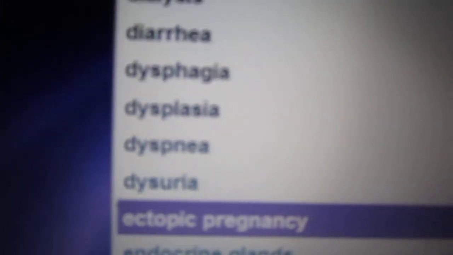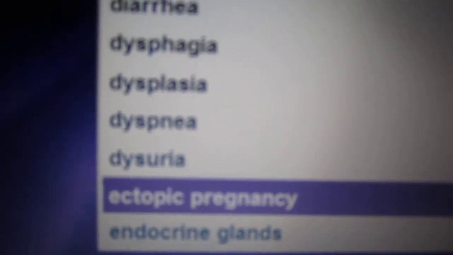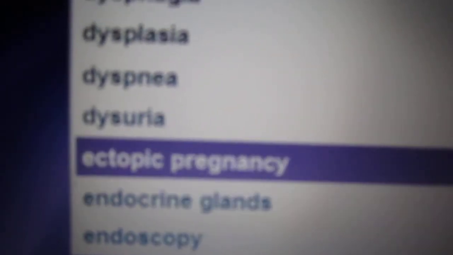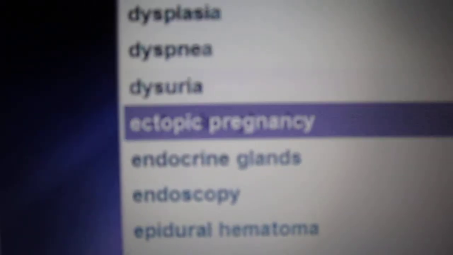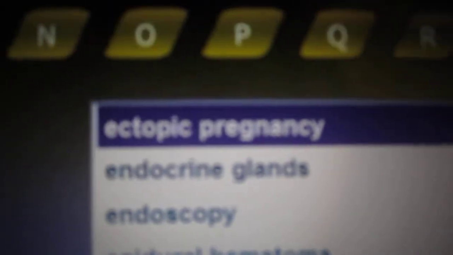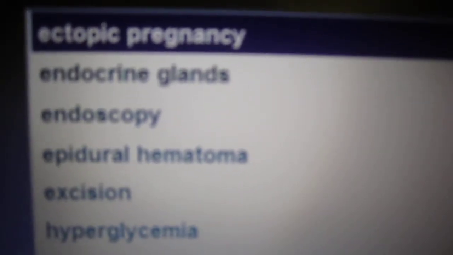Ectopic pregnancy. The prefix ek means outside. Topic is pertaining to place or location. An ectopic pregnancy is a pregnancy that is outside the uterus. The fallopian tubes are the most frequent sites of ectopic pregnancies.